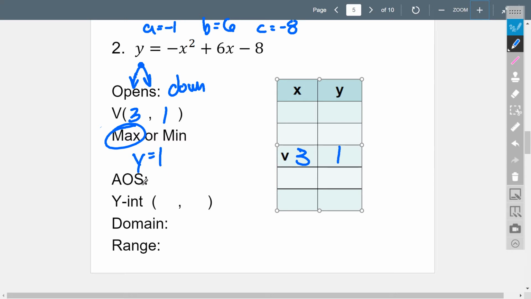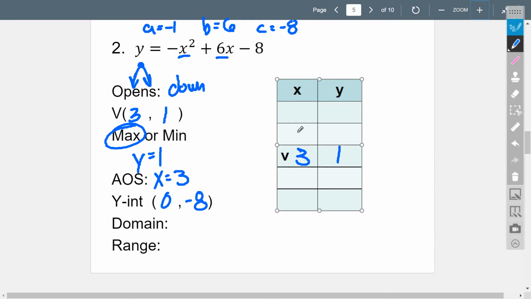The axis of symmetry is the x-coordinate because it's a vertical line going through the vertex, and the vertical line going through the vertex would have an equation of x equals 3. The y-intercept is always the c value because if you plug in 0 for these, they disappear, so you're just left with this. So 0 plugged in for the y-intercept gives you negative 8.